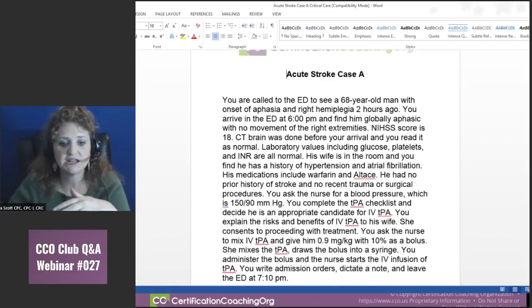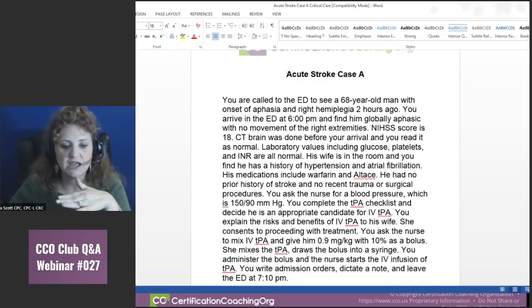So you do a TPA checklist. That means it's a checklist for stroke patients. And he is a candidate for IV TPA. Now, IV TPA is a new type. Well, it's not really that new anymore. But if you meet the criteria of the type of stroke that you have, they can inject you with this TPA, and it can bring you out of a stroke. Okay. So again, it is something that has to be monitored. So everything's explained. Again, more time.